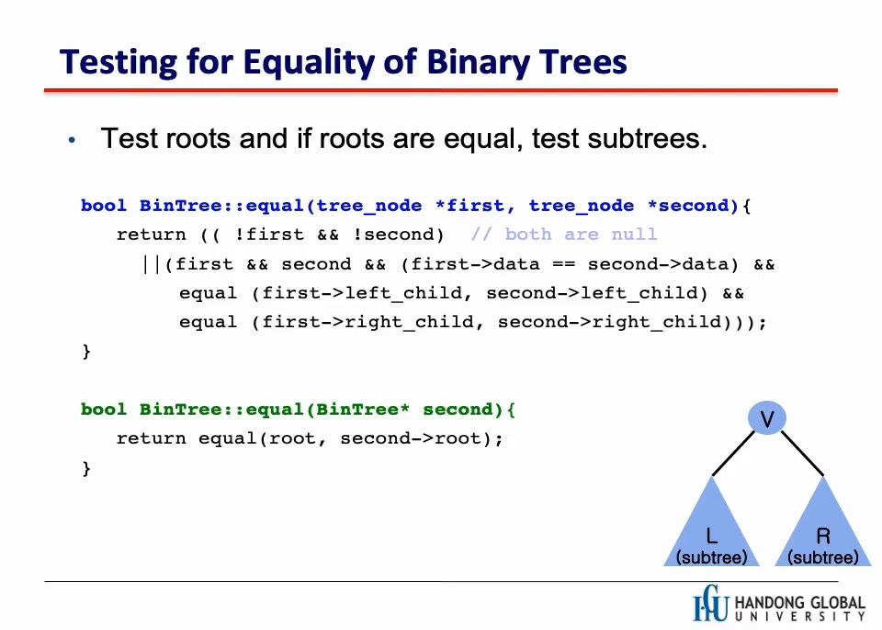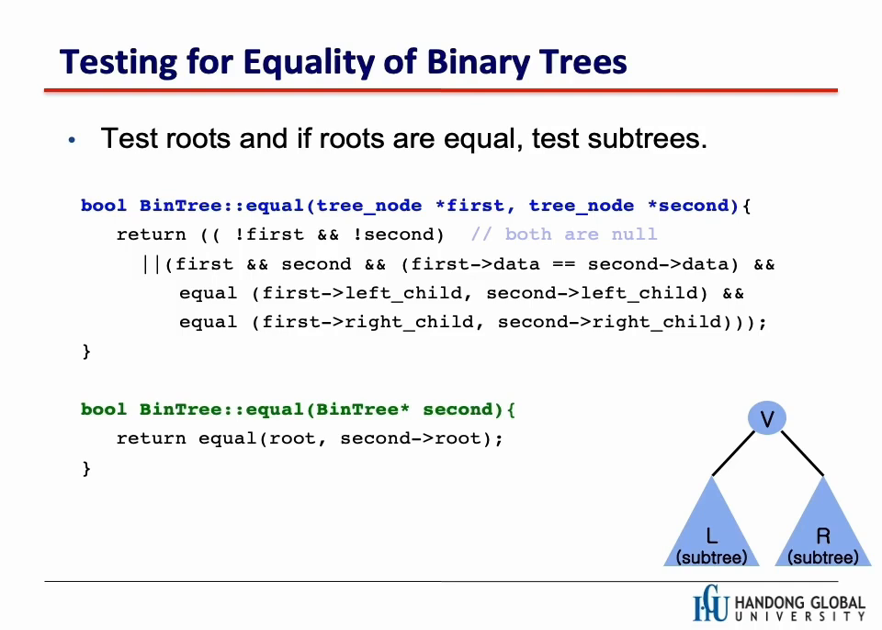When we call equal functions, we pass first the left child and the second left child. So we want to compare the left subtree. Are they equivalent? And then next, we want to compare the right subtrees.